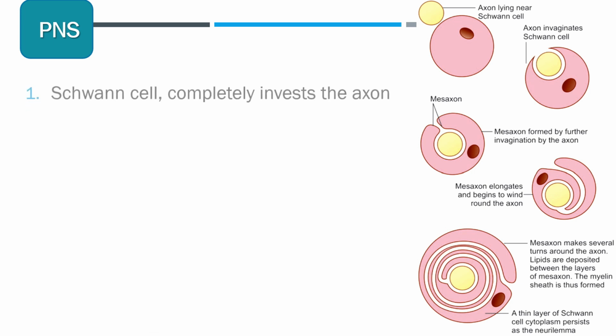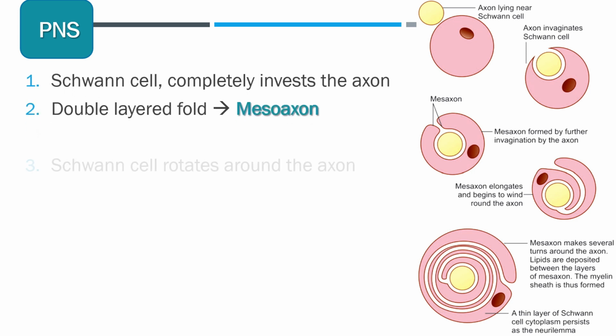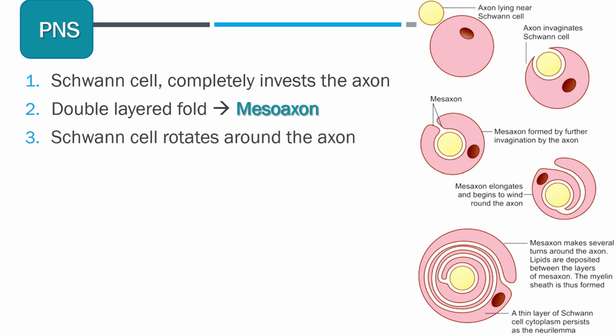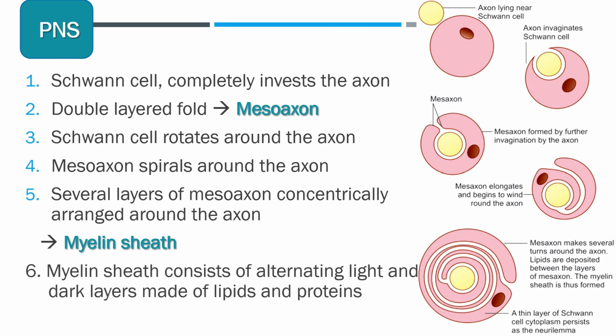Okay, so first the Schwann cells completely invest the axon so that the double layer fold, the mesoaxon, is formed. Then the Schwann cell rotates around the axon, and the mesoaxon spirals around the axon and elongates, with several layers of mesoaxon concentrically arranged around the axon, and lipids get deposited to form the myelin sheath. The myelin sheath consists of alternating light and dark layers made up of lipids and proteins. The light zone consists of lipids and the dark layers consist of proteins. So that is how the myelin sheath is formed.